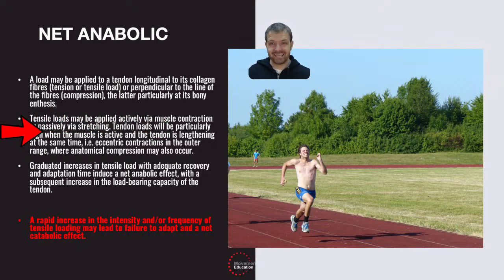Tensile loads may be applied actively, with muscle contractions, so you're doing work, or passively via stretching. Tendon loads will be particularly high when the muscle is active. So you do get some adaptation with stretching, but it will take you ages. If you actively load the muscle, then that's where you get the maximum adaptation to the tendon, as the tendon's lengthening at the same time. Especially in eccentric contractions, where the muscle's being lengthened, like in sprinting, that's maximal longitudinal tensile load. Along the muscle, the tensile load is really high, so you'll get maximum adaptation unless you do too much.